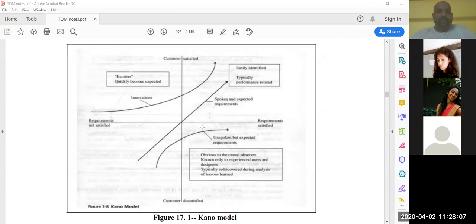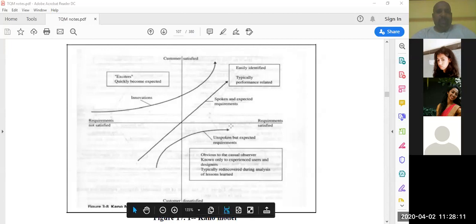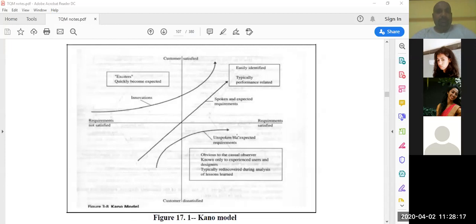And then there is a curve below here, which is very, very important. If you don't really understand this particular curve, your product will never sell. These are the unspoken expectations of the customer. Unspoken expectations are very important, because the customer will not tell you that this is what I need from this particular product. He expects it by default.